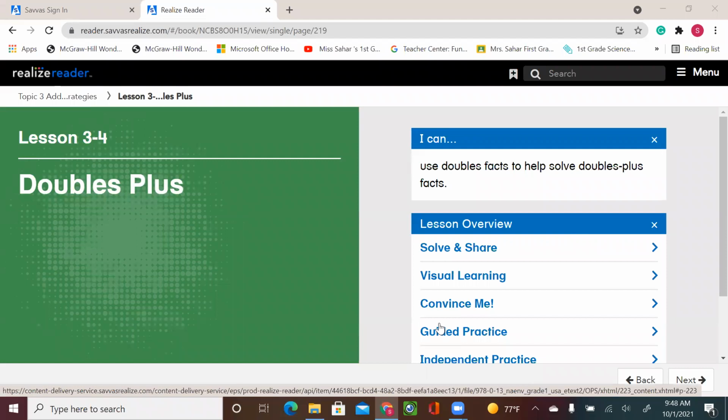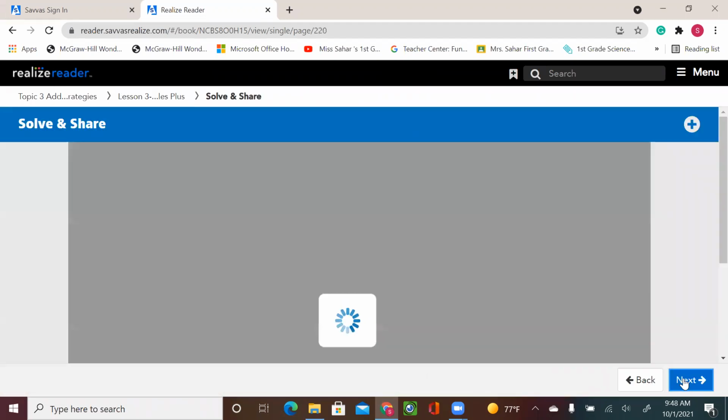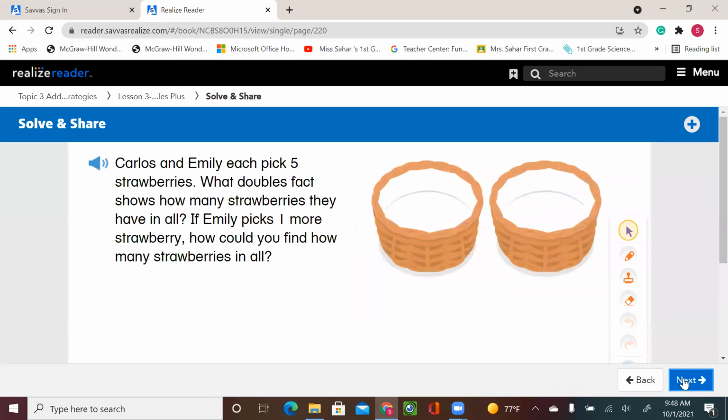Hello, first graders. Welcome to a new math lesson. Today is lesson 4, topic 3, doubles plus. Remember the previous lesson? We talked about doubles facts. We know that when I say doubles facts, it means my 2 addends are the same. And that means I have the same number twice. Today, we're going to use the doubles fact to help us understand and solve doubles plus problems.